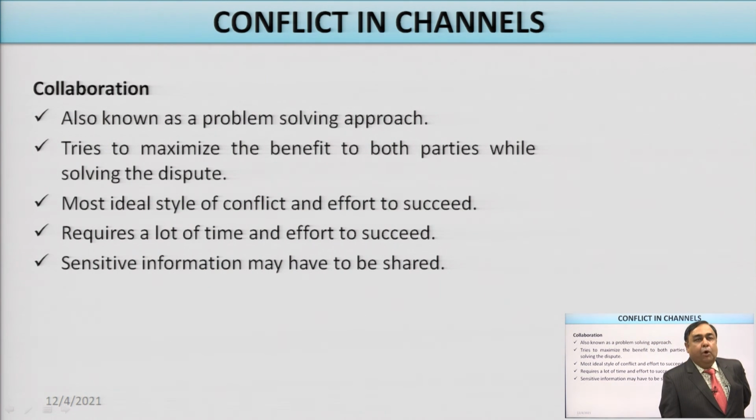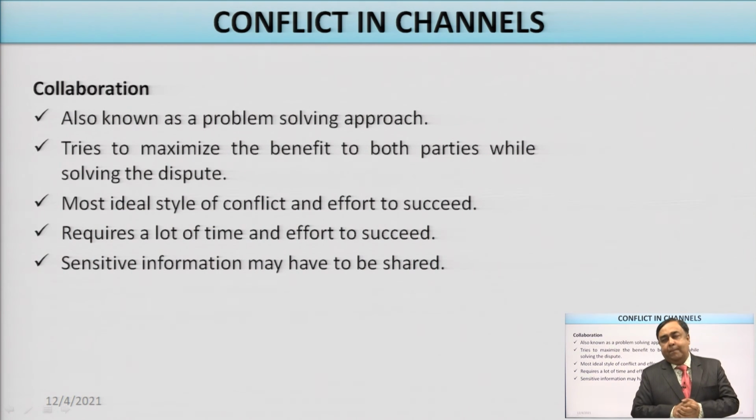Collaboration is a problem solving approach. It tries to maximize the benefits to both parties while solving the dispute. In fact, it is the most appropriate or idealistic approach to solve it.